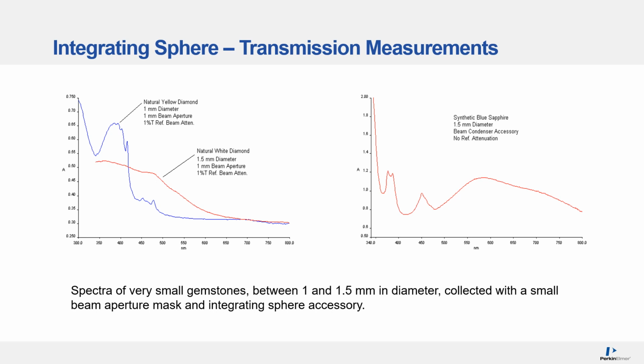Spectra of very small diamonds between 1 and 1.5mm in diameter, collected with a small beam aperture mask and integrating sphere accessory, and note that the data files were normalized at 800 nanometers. Here we can see the differences between two of the very small diamonds, one being a natural white diamond, the other being a natural yellow diamond. We can see from the plot on the right that the spectra of sapphires have completely different spectral profile to those of the diamonds.